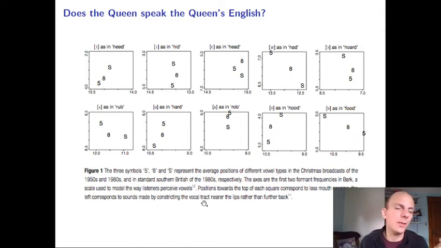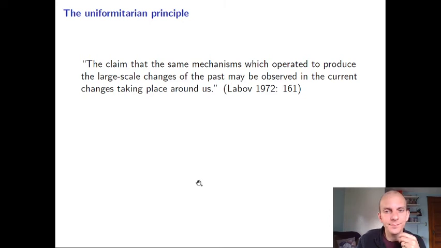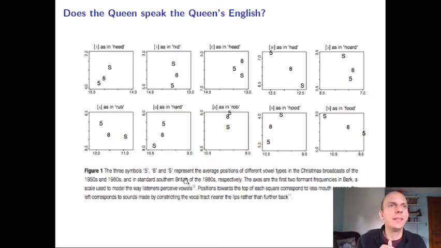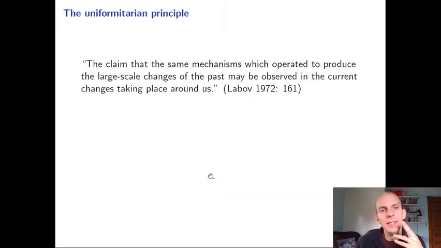It's just a fact of language. It's just something that happens. And this fact that language changed 4,000 years ago, and language is changing today, and language will be changing 4,000 years from now if we're around to speak it, is called the uniformitarian principle.